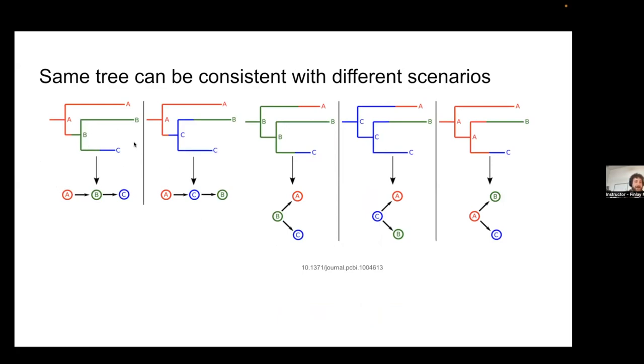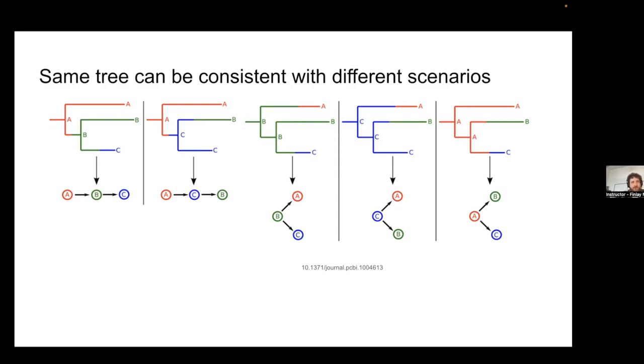And so we end up with a situation where the same tree could actually be explained by five different transmission scenarios. So here we have A infecting B infecting C. So we have A as the base, as this kind of ancestral status, that's then infecting B, then infecting C. Whereas over here we have, say, A infecting B and C. So A is this kind of ancestral state here and here, infecting B and C. Here we have the opposite. We have B as the ancestral state infecting A and C. So the same phylogeny can be consistent with multiple different transmission networks.